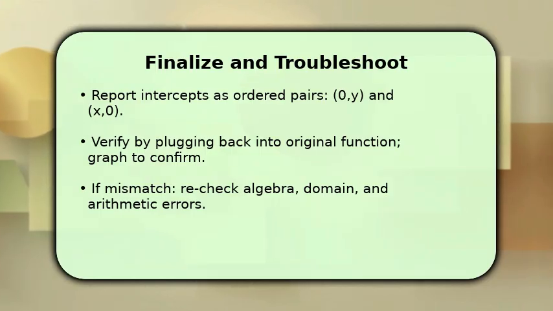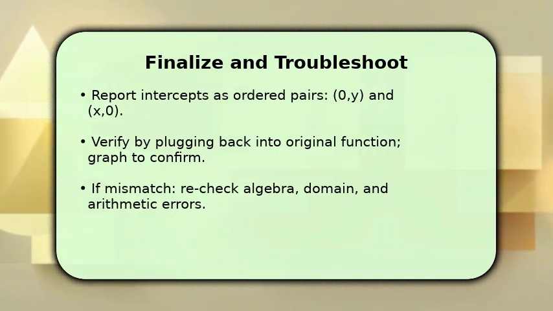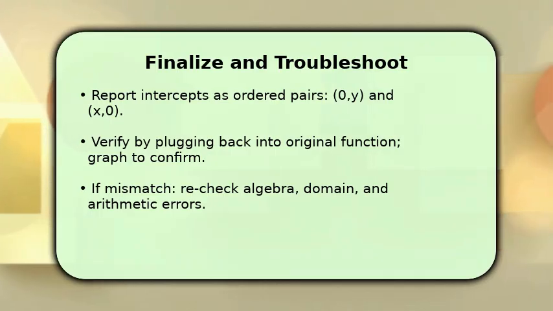Once done, verify every intercept by substituting into the original function, and when possible, sketch or use a graphing tool to confirm. If values don't match the graph, recheck algebraic steps, watch for division by 0 or domain restrictions, and correct arithmetic mistakes. A single wrong sign or lost factor often causes errors. Fix that and reevaluate the solutions.